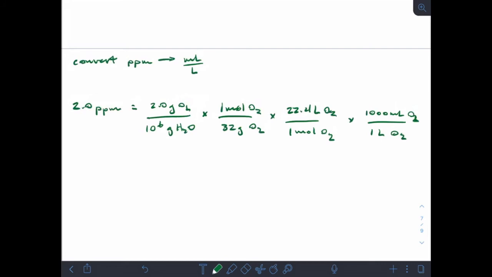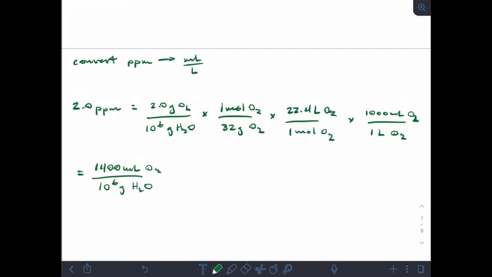Okay, so if I stopped here, I would have milliliters of O2 per million grams of water. So if I go through these steps, at this point I have 1,400 milliliters of O2 per million grams of water. Okay, so let's do a little conversion. Let's get from the million grams of water into liters.